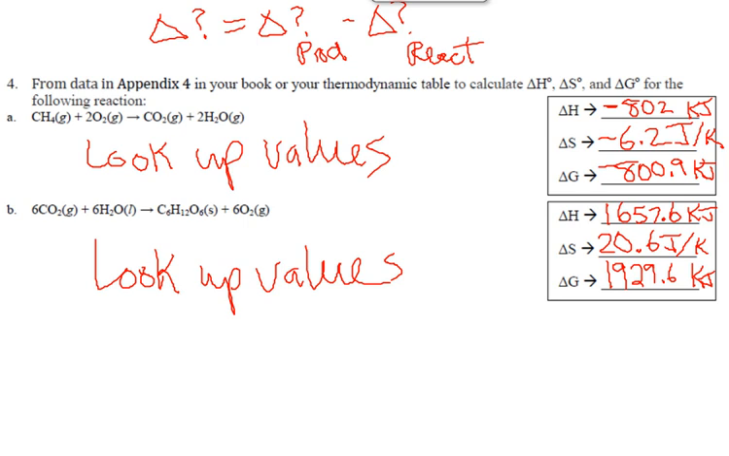Delta G and delta H are usually in kilojoules per mole, because the values tend to be rather big, like in the thousands, so they switched over to the kilos. Entropy is usually joules per mole Kelvin.